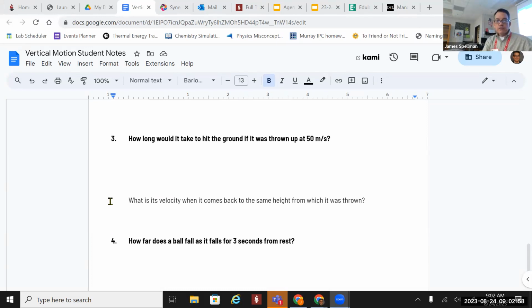Number 3, we've got a little bit of a twist here. How long would it take to hit the ground if it was thrown up at 50 meters per second? So we're looking for a time.